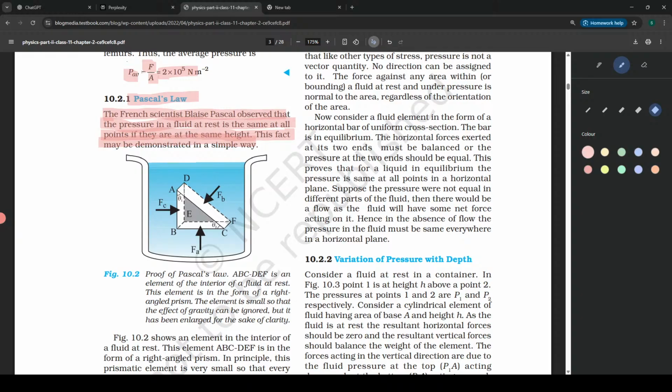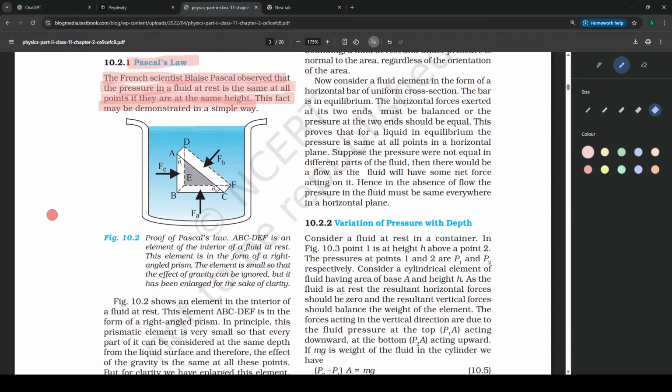If they are at the same height, the pressure is the same at all points. Now let's see how this can be proved in a simple way. Proof of Pascal's law: ABC-DEF is an element of the interior of a fluid at rest.